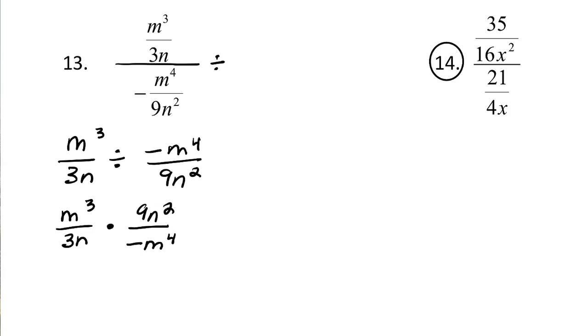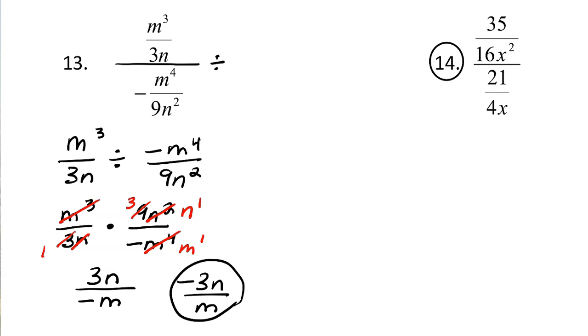And then you can divide out common factors. So 9 divides with 3, that would be a 3 in the numerator. m cubed is going to divide with m to the fourth, and you're left with m to the first. And n squared is going to divide with n to leave you n to the first. So again, it's easy to lose stuff in the process. Let's see if I get everything. We have a 3, an n, we have a negative m in the denominator. So we would type that as negative 3n over m, like that.